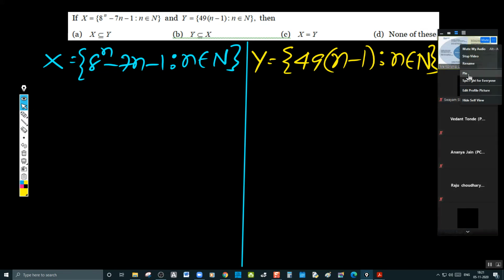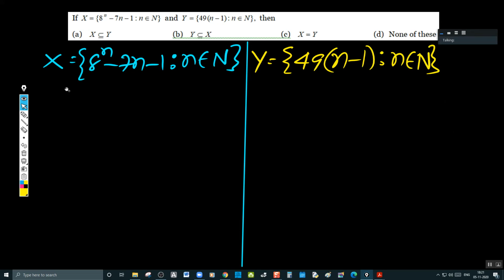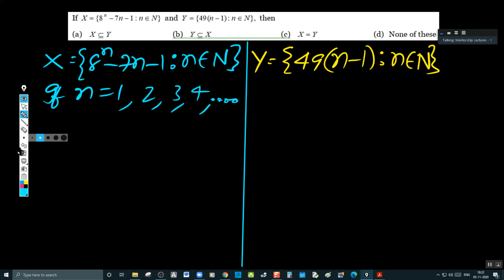See that, please. Now, if you give different values to n, n equal to 1, 2, 3, 4, and so on, that is given in set builder form. I'm converting it to roster form by giving the values. Then x is equal to, let me write that.